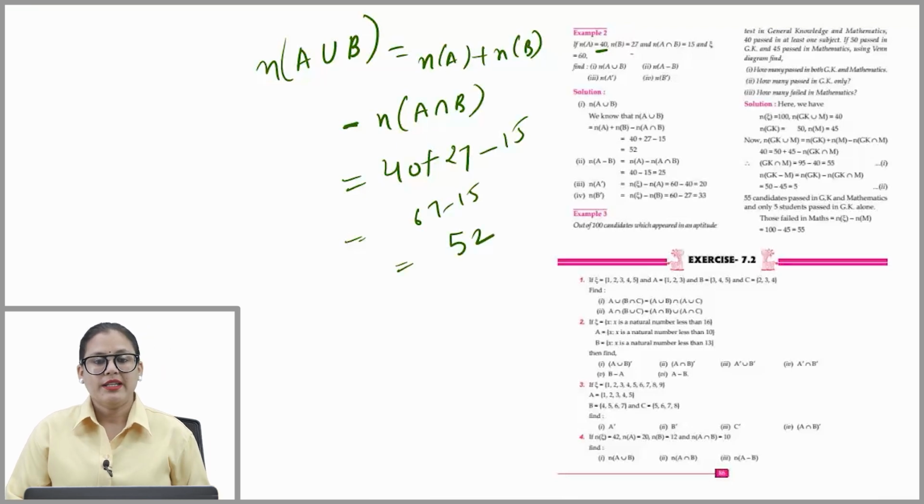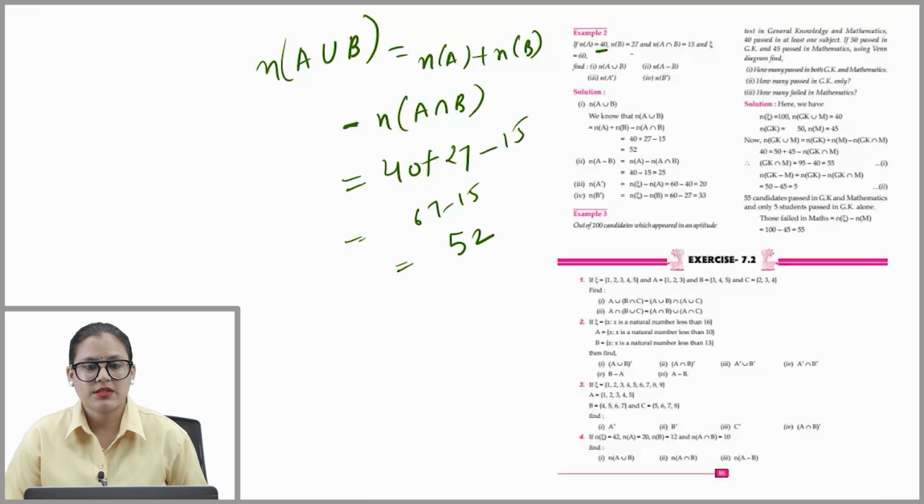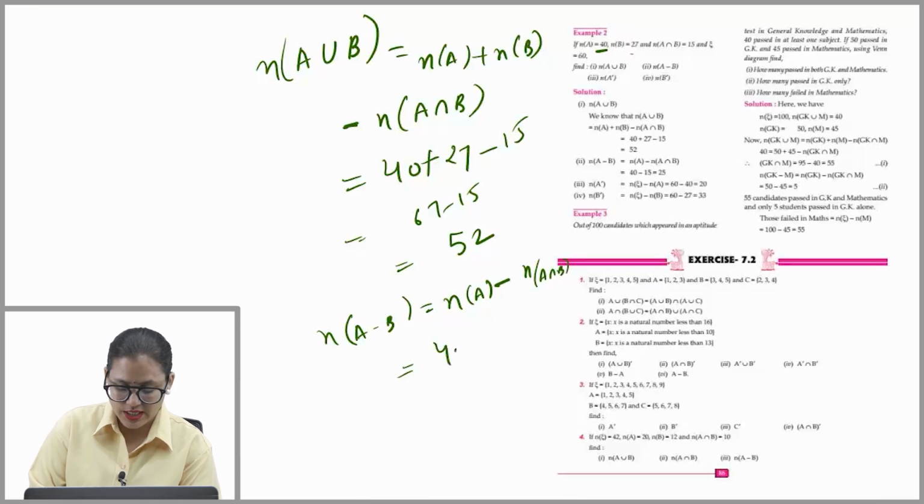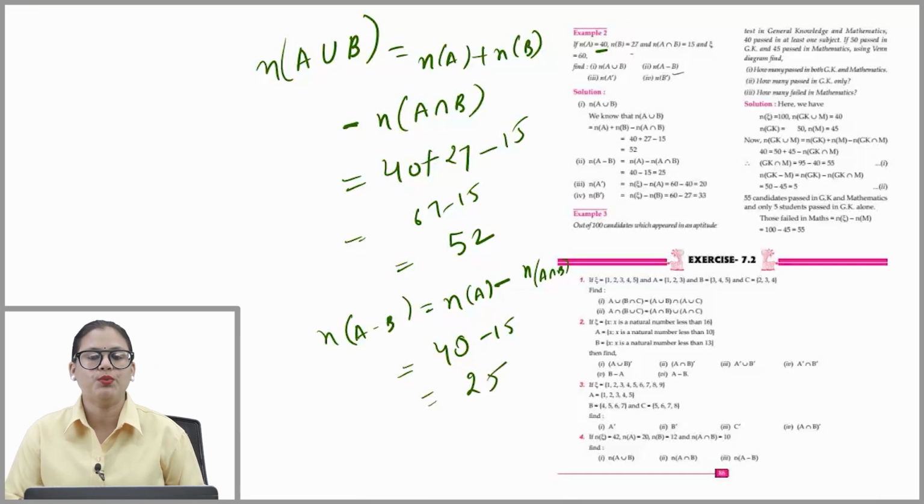Okay. Number 2 is n(A minus B). So n(A minus B) is what? n(A) minus n(A intersection B). n(A) is what? 40. n(A intersection B) is what? 15. 40 minus 15 is what? 25. Okay, similarly you will do these two parts also.